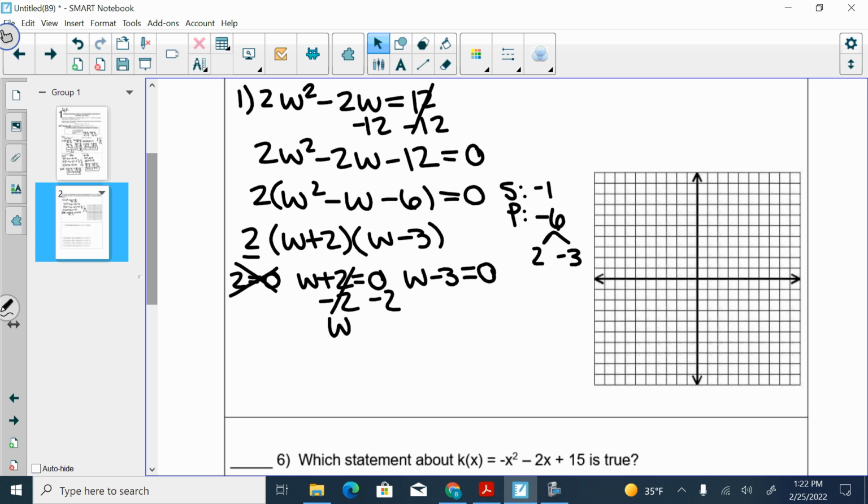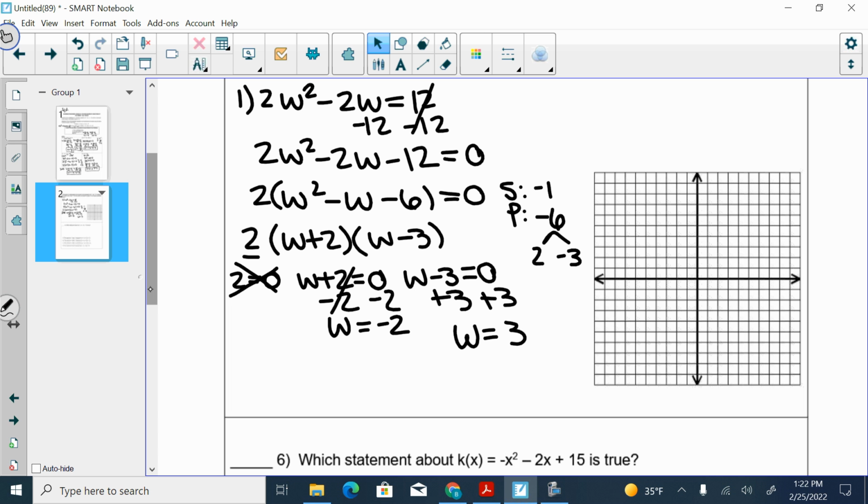So I end up with w equals, nice. What about for that last one over there? Very good. So we get w equals, nice. Okay, so did we find two x-intercepts here?